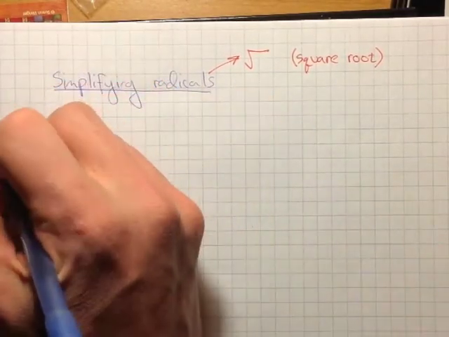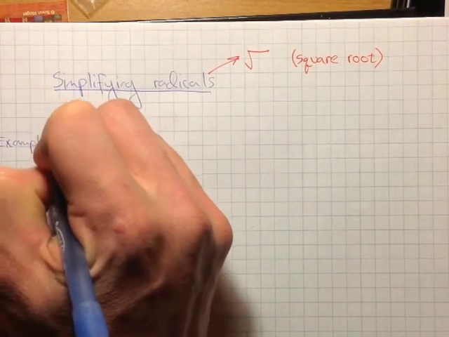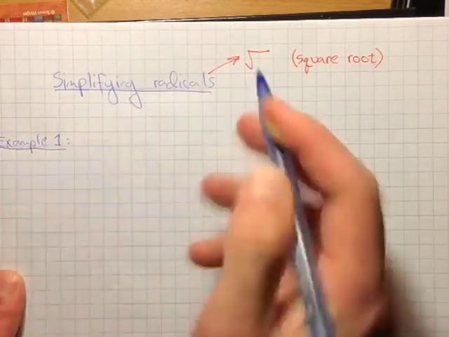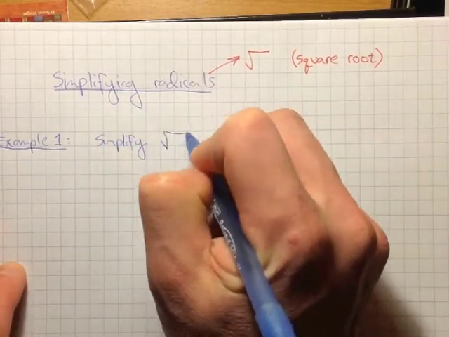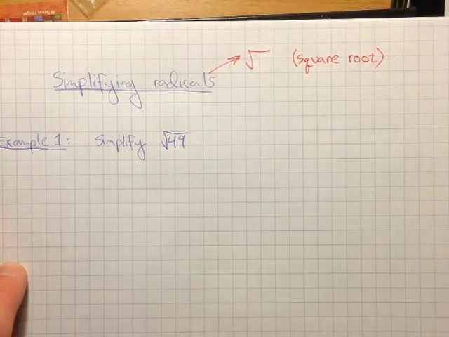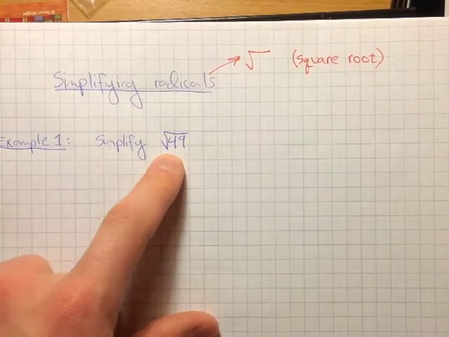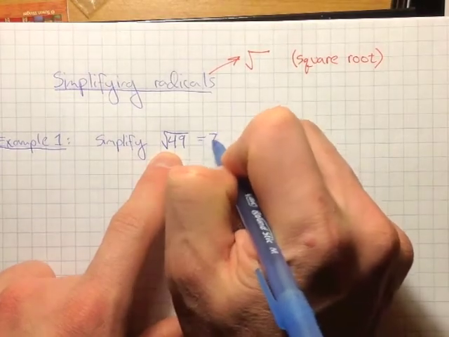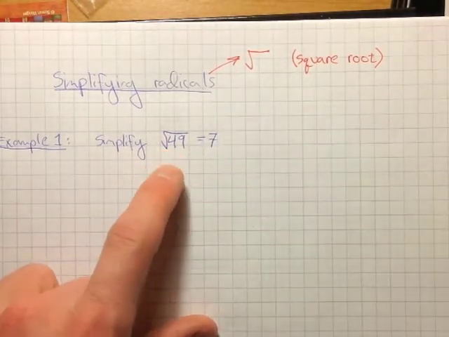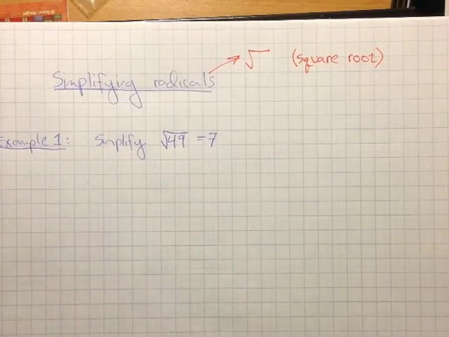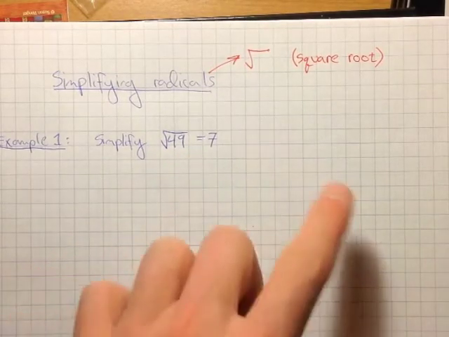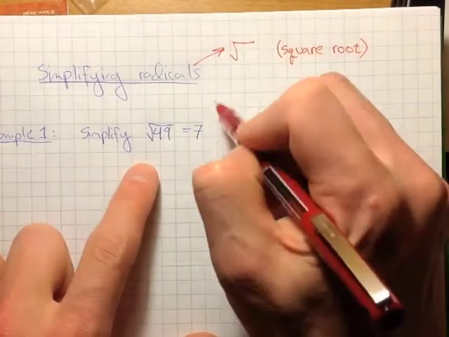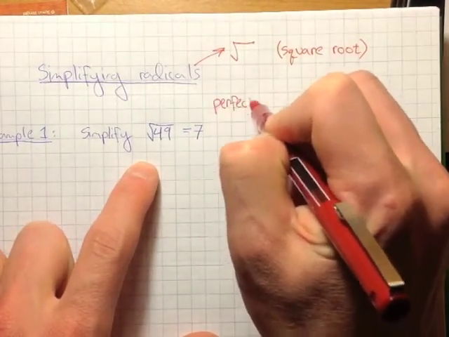Okay? So let me just give you an example, a very easy example, one that you can probably already do. Let's say I ask you to simplify, how about square root of 49, right? That's easy enough to do. You know that the square root of 49 is 7, right? That seems like a cakewalk, but we're going to look at some more challenging examples. But in order to look at the more challenging examples, let's recall what this idea of a perfect square is.